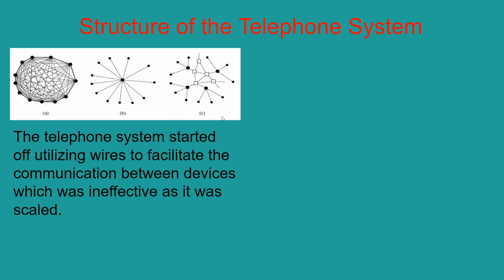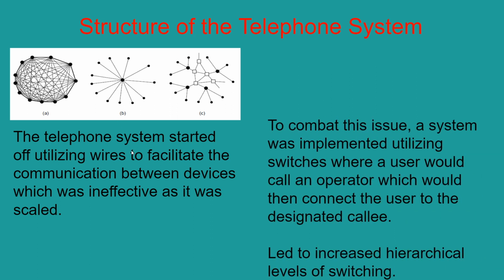This is kind of a diagram as you see how the intricacies worked when these networks were scaled up. As you see in the letter A, it's just a whole jumble of things as people want to talk to each other. So there needed to be like a central root to this. To combat this issue, a system was implemented utilizing switches, where a user would call an operator, which would then connect the user to the designated callee.